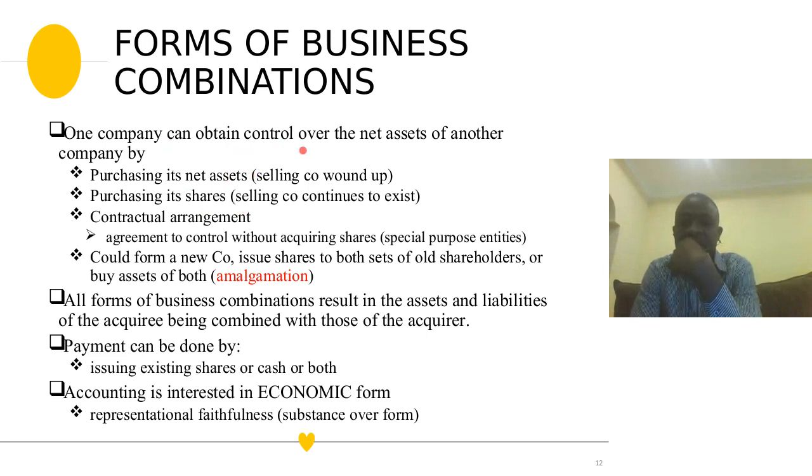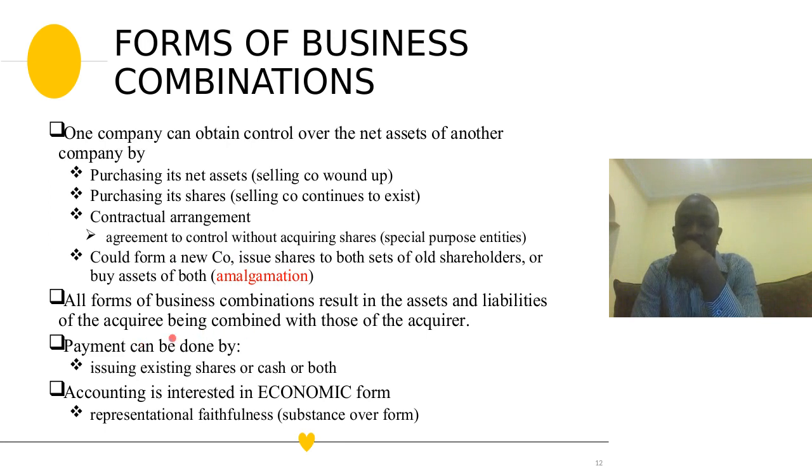One company can obtain control over the net assets of another company by, number one, purchasing its net assets. Number two, you can also purchase the shares. And number three, you can have a contractual arrangement, which is simply an agreement to control the company without acquiring the shares. And you could also form a new company, issue shares to both sets of the old shareholders, or buy the assets of both the old and the new. So that is an amalgamation.